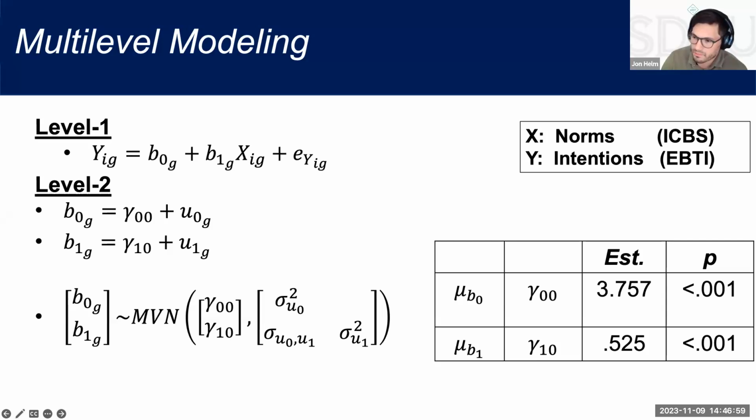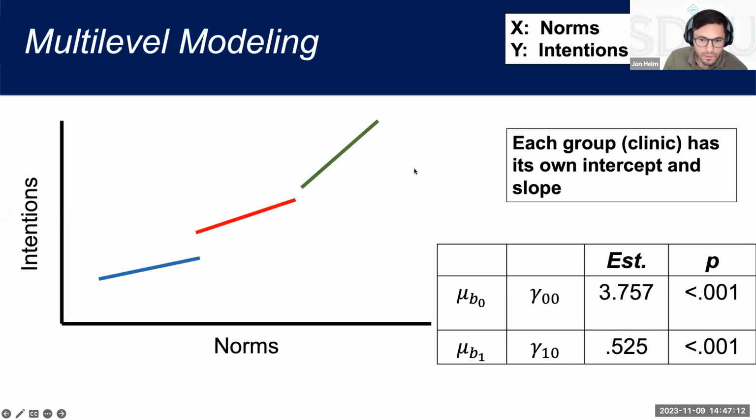Other questions before we keep going? All right, so each group has its own intercept and its own slope, right? So these are going to represent averages across intercepts, averages across slopes.